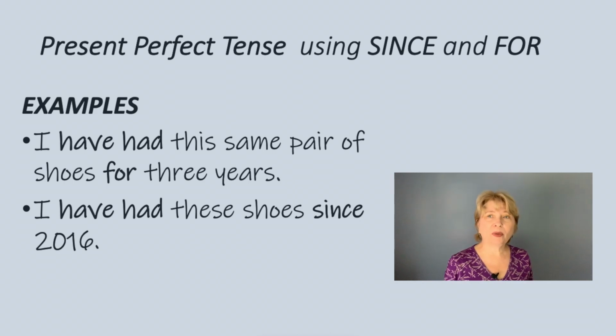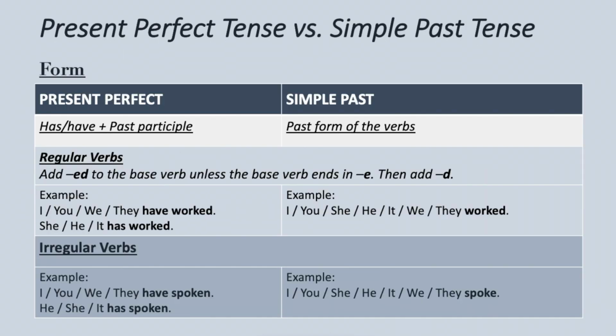Now, before I go to past perfect, I want to talk a little bit about the present perfect and the simple past. The present perfect is very similar to the simple past. The form, however, is quite different. The perfect tenses all have an auxiliary verb, which is have, and it's the first verb, so that's the one that's going to show the tense. For present perfect, we'll use has or have plus the past participle.